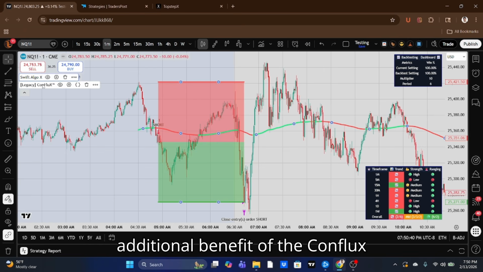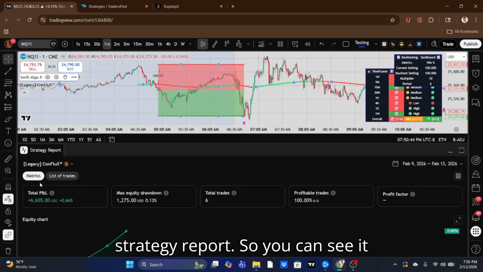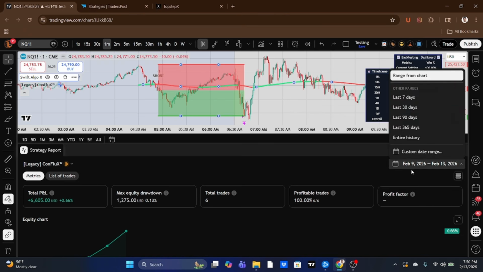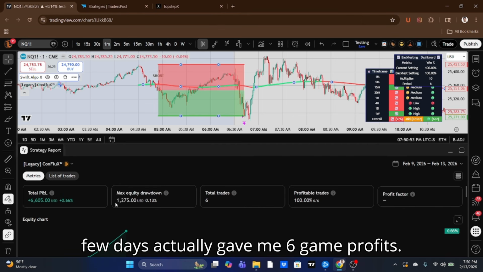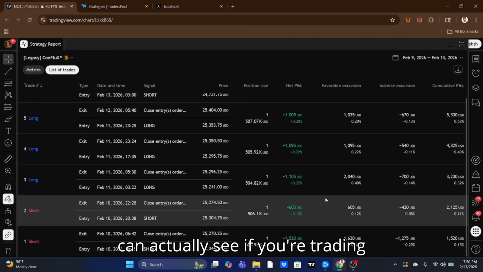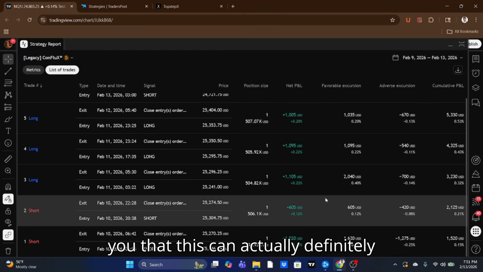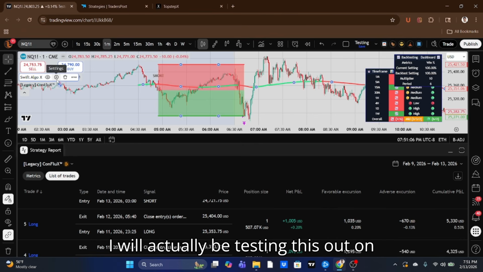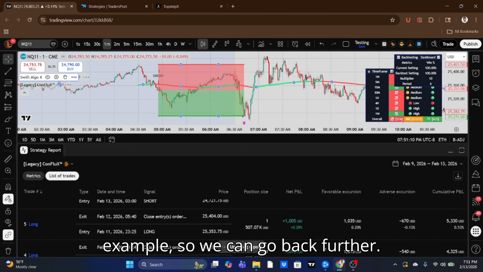And one of the other additional benefits of the ConFlux indicator is you can actually view the strategy report. So you can see it won 6 trades in the last week or 2 weeks, or the last few days actually. Gave me 6 again profits. It won all the trades. If you're trading one contract of NQ, I can tell you that this can definitely pass your eval account pretty quickly. I will be testing this out on an eval account, but if you select 0, for example, we can go back further.